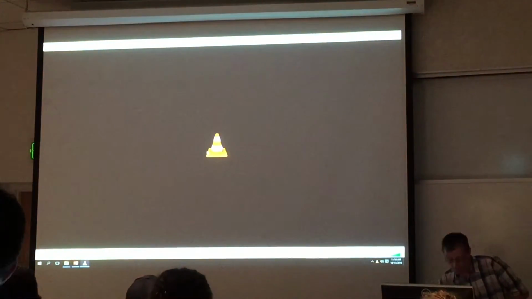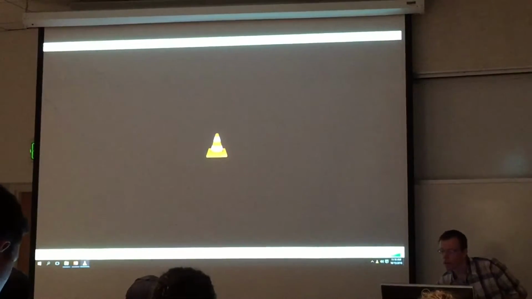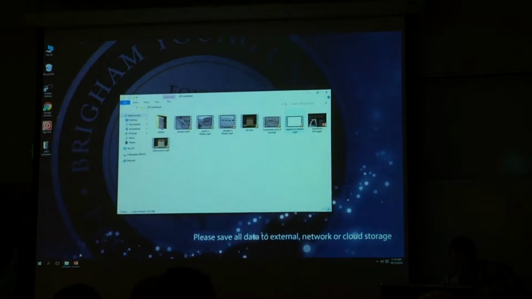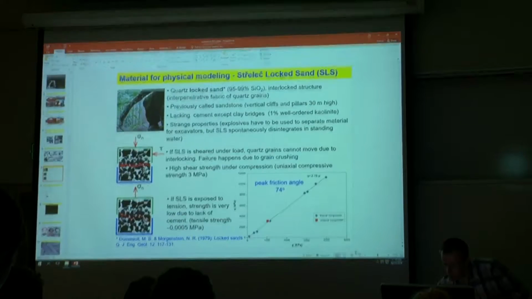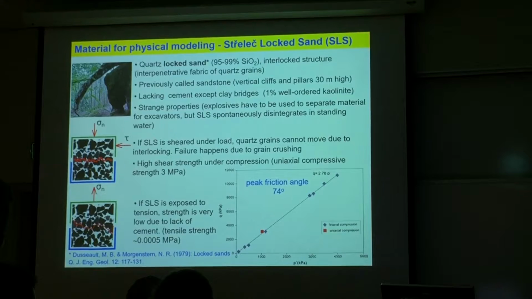Now, the reason why it withstands the car load is simple. The material is interlocked, so to slide the material, you have to crush the quartz indentations of grains. It will never slide until the crushing. So the compressive strength is 3 megapascals, relatively large. It can keep 30 meter high faces for thousands of years outside of a mine, this material.